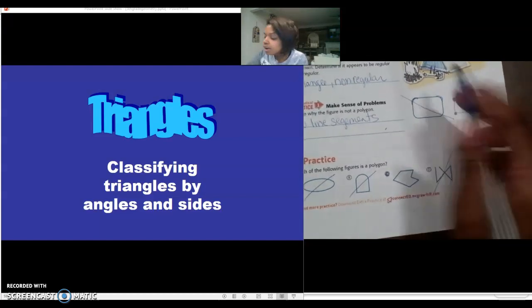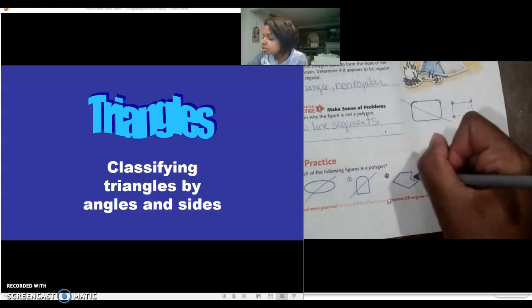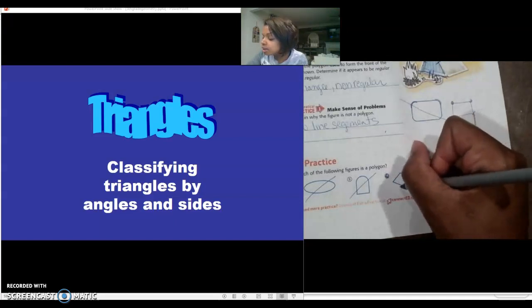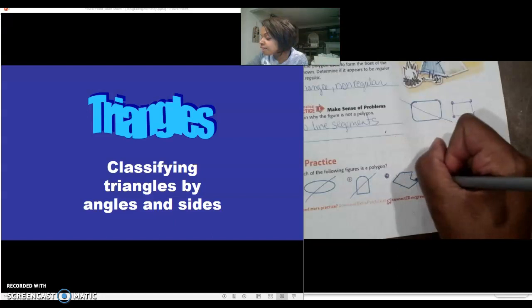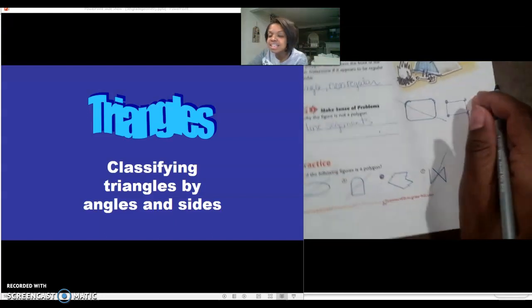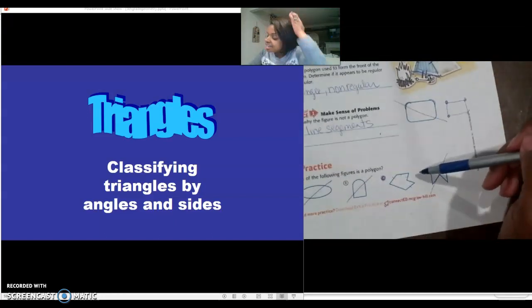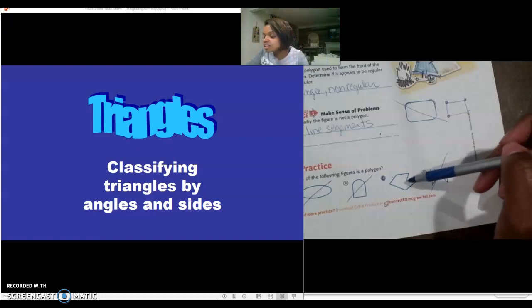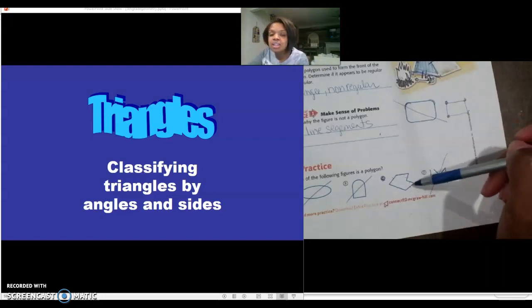C is definitely correct because it has 1, 2, 3, 4, 5, 6. It has 6 sides, so it's a hexagon. It is not regular because it does not have all equal sides, but it is still a polygon because it is a closed shape.